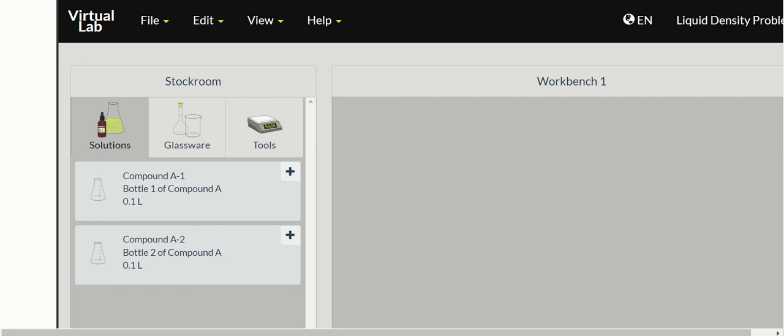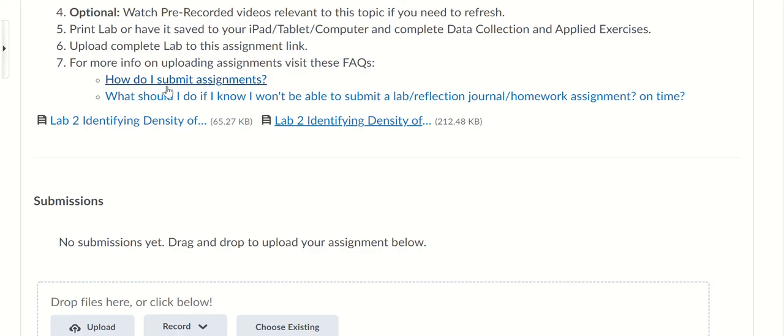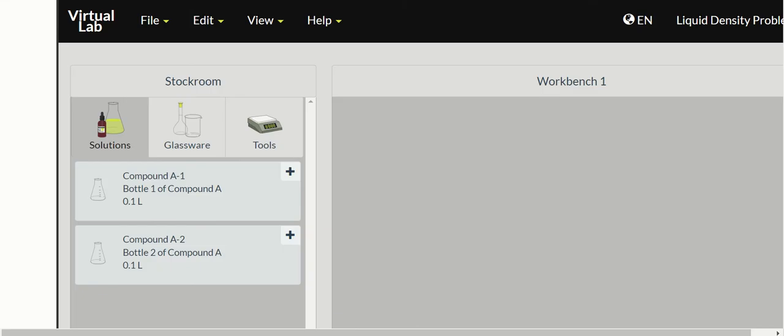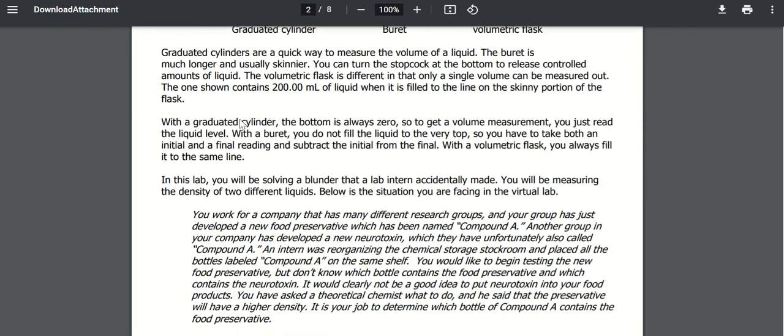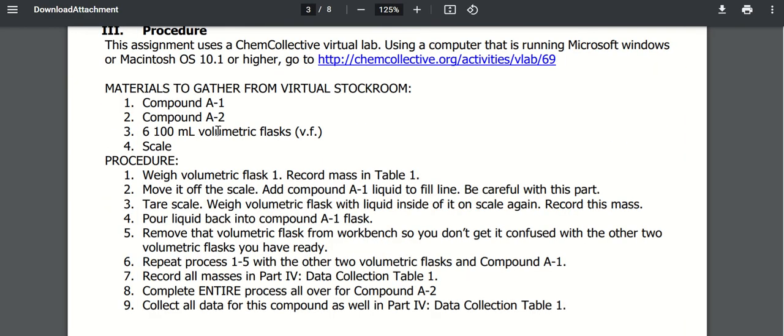After that, you can go ahead and understand what you need to complete. So I'm going back to the lab, scrolling all the way down. You need to gather a few things. You need to gather compound A1, compound A2. If you're on the virtual lab, then you probably see these things. And those are two of the things that I actually brought over to the workbench: 6 volumetric flasks and a scale.